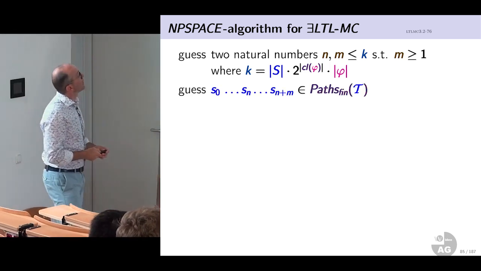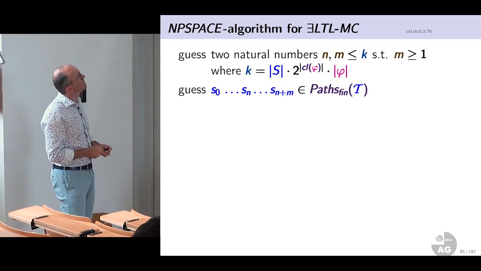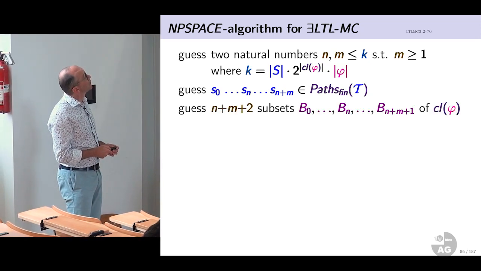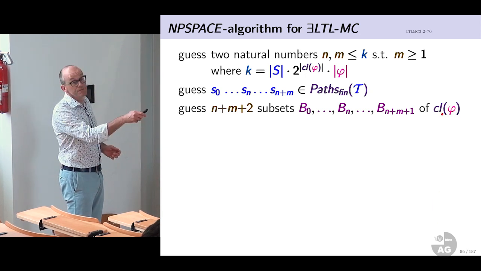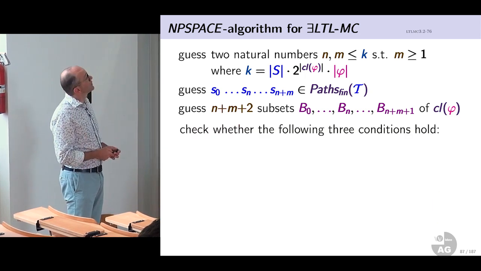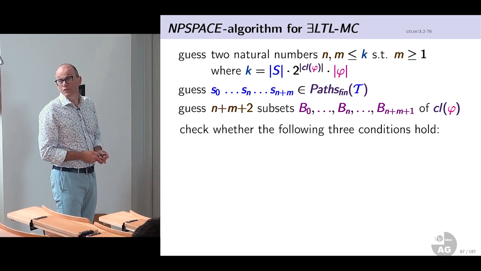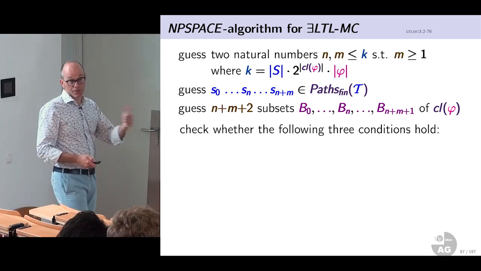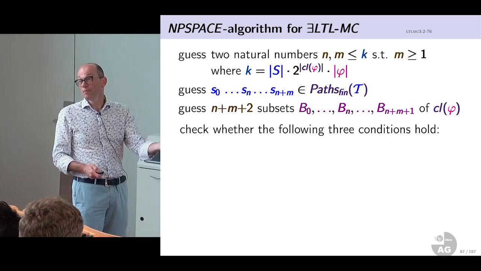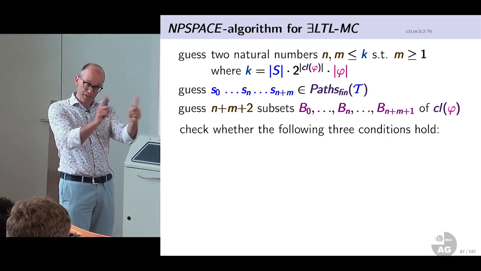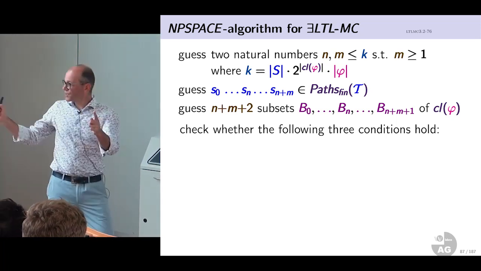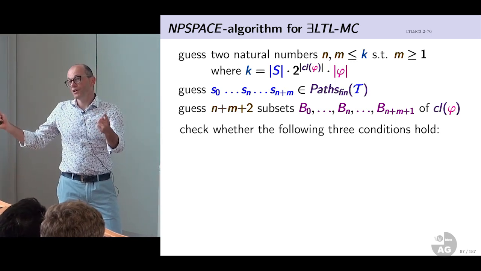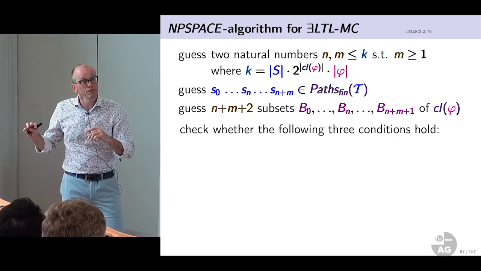Good, so we guess a path in the transition system. Then we guess n plus m plus 2 subsets of my closure. And then we check whether the following conditions hold. So I guess a lot. I guess a path, I guess the n, I guess the m. So I guess the length of the prefix, I guess the size of the cycle. And now what I need to check is, is my guess correct or not?